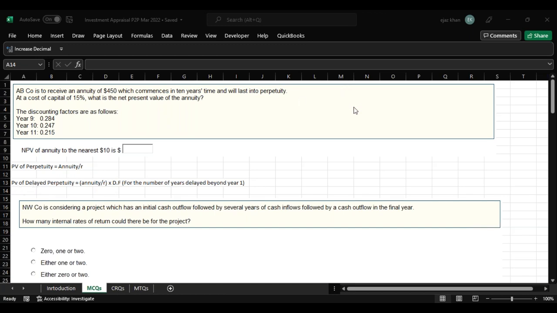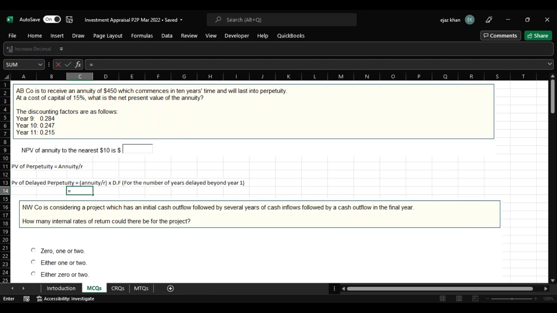Now let's look at this question. The annuity is 450, but it is saying that it is going to start in 10 years' time. So which discount factor should we be using? Tell me the discount factor that we should be using. It should be the year 9 discount factor, as it is going to be starting from year 10, right? So it should be the year 9.